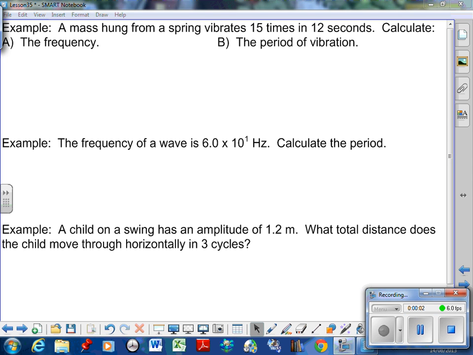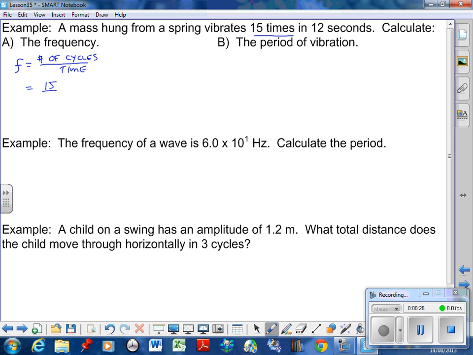So finishing up with a couple quick examples. Just here's the math that's going to be involved. A mass hung from a spring vibrates 15 times in 12 seconds. So 15 times, that means that you had 15 full cycles in 12 seconds. What's the frequency? Well, from the earlier part of the note here, you know it's cycles over time.